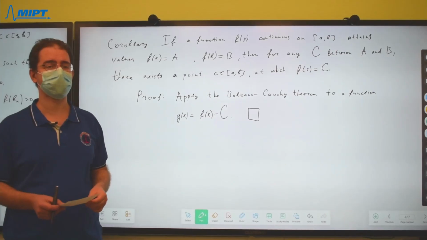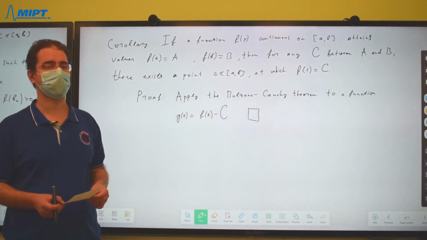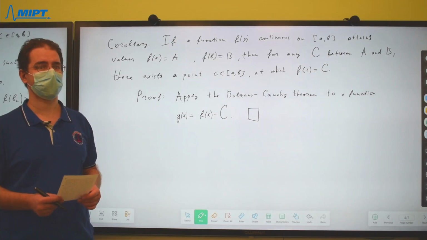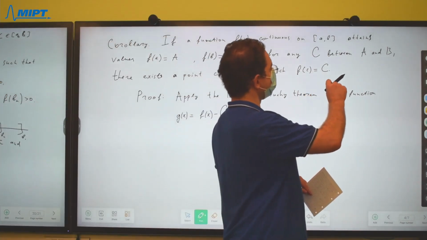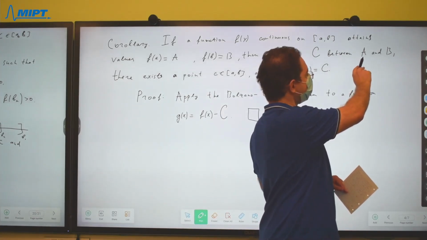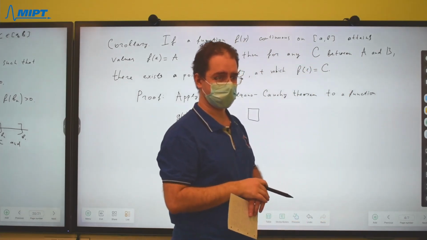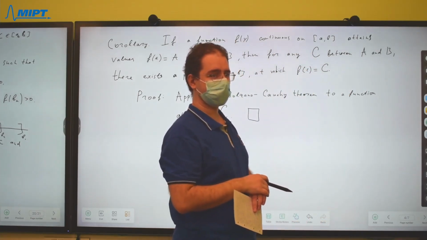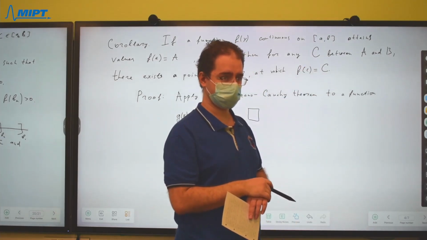So if f of x is less than 0 in any case, then we won't have points greater than 0. If f of x is always negative, then those two values, capital A and capital B, are also negative. So this value c that is between them should also be negative.